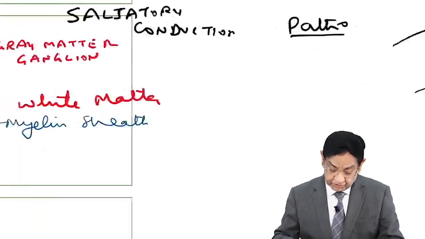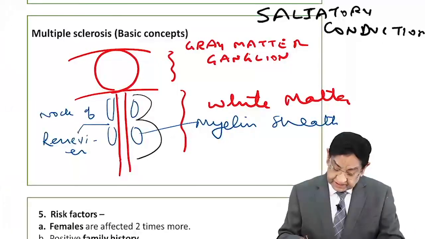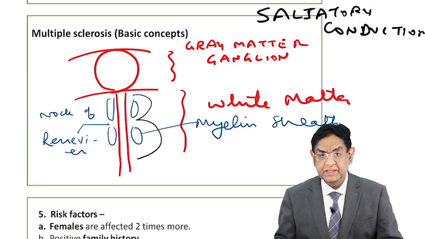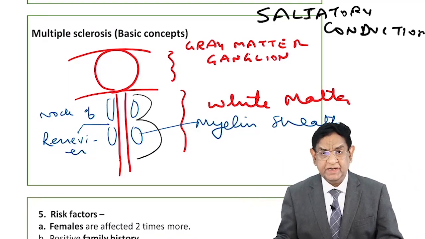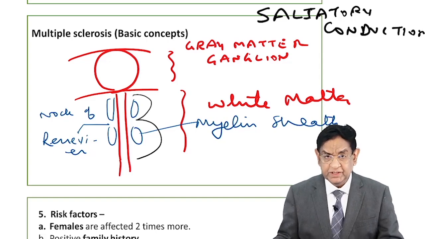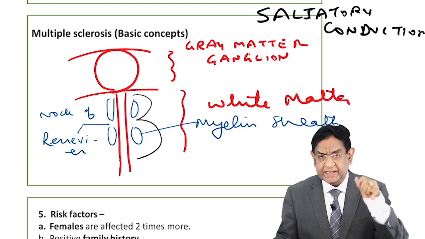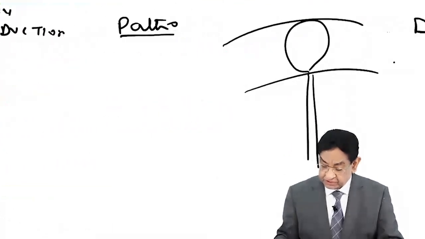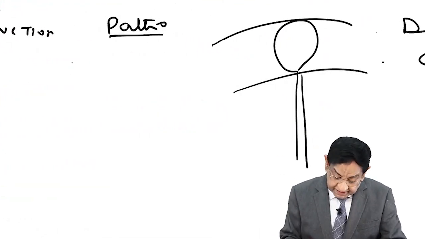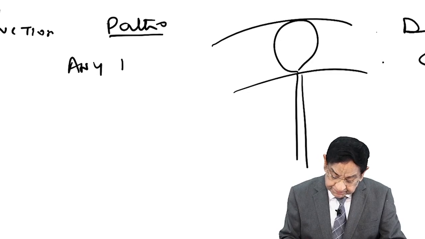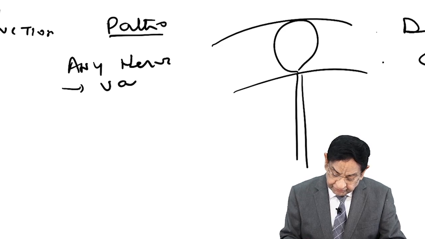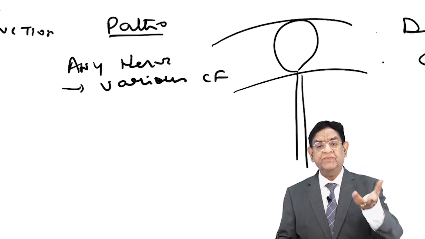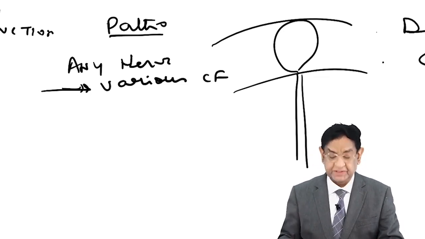Now one more thing you have to understand. These nerve fibers which I have mentioned, they are there in the whole body. Everywhere there are millions and millions of neurons in the body. So every myelinated fiber can be affected. That means any nerve can be involved. With the result, the patient can have various types of clinical features depending on which nerve is involved.